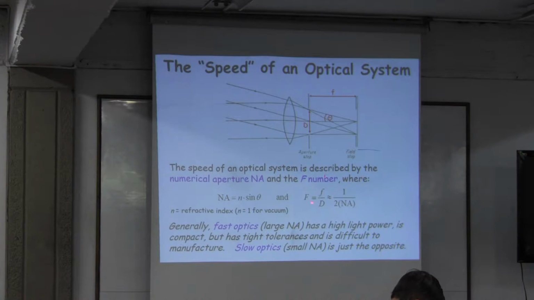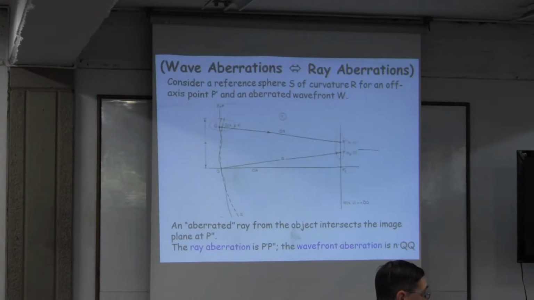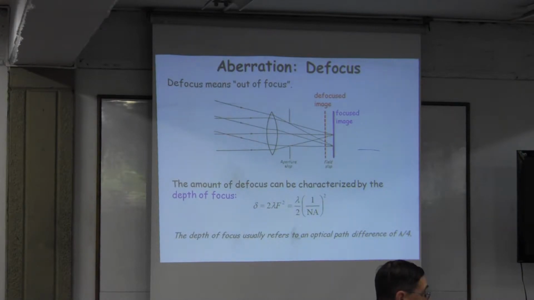I always have to think about it. A large F number means that you have a small NA, so it's harder to focus. It's harder to focus a telescope with a small NA. If your telescope has a small NA, it will be harder to focus.